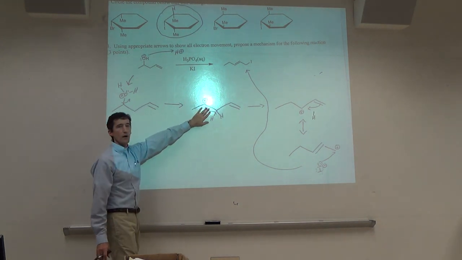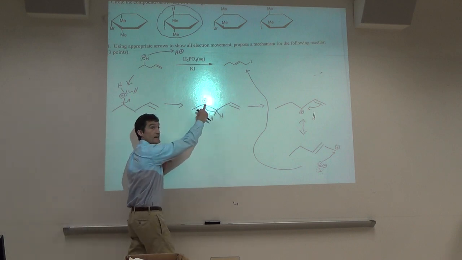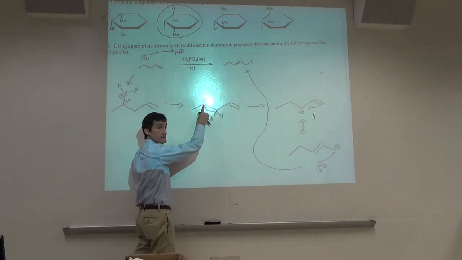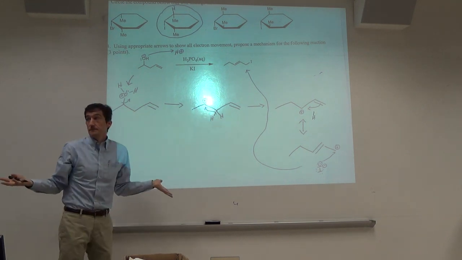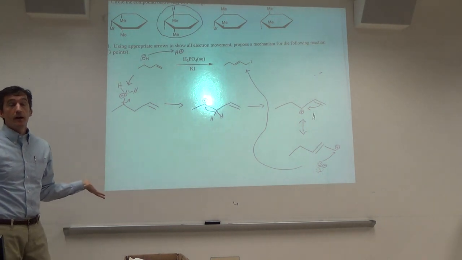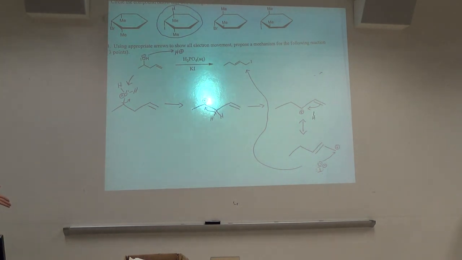Okay. You've got to consider your options. What are the options here? I minus could add here. Could you show I minus adding here? Yeah, sure. Would that give that product? No. So what else can you do with the cation? What are cations prone to do? Rearrange. I think that's about the 18th time I've said that.